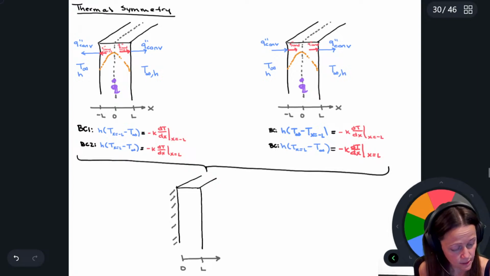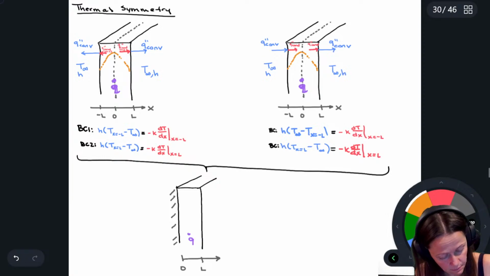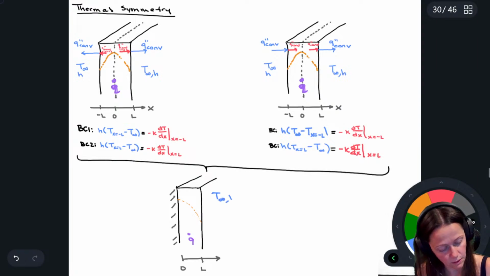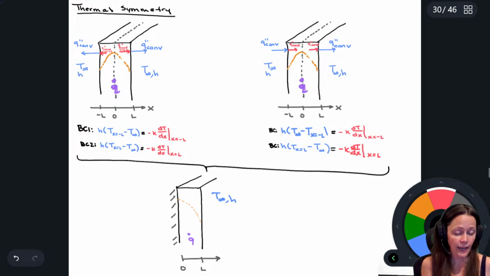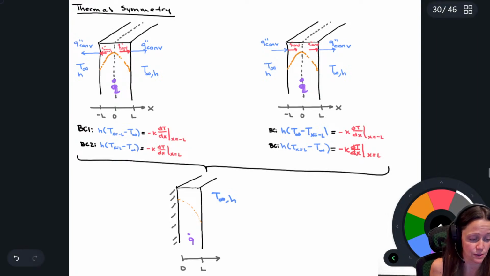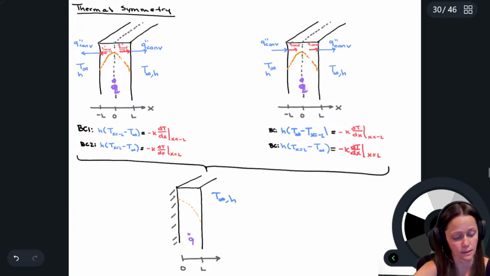Still have that Q dot going on there, and still my temperature distribution is going to look like that. Still got some convection over here. But now the math is going to be a lot easier because I'm going to have a boundary condition with a 0 in it, and that always makes the math easier.